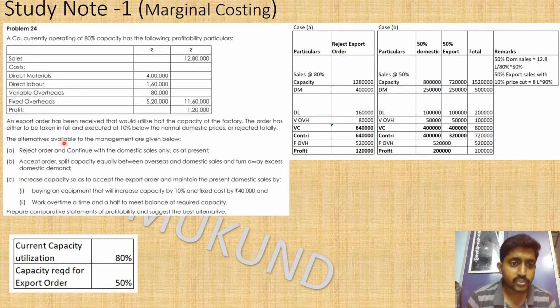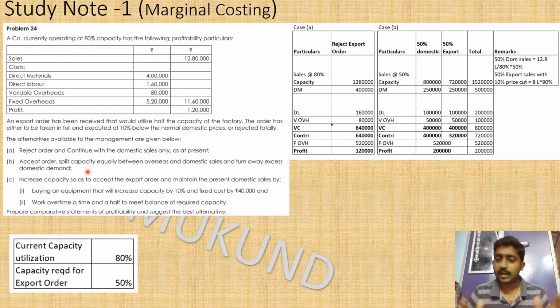So the alternatives available to the management are: reject the order and continue with the domestic sales. That is very easy, which the company is already doing. That is already given in the question table also. The second option is accept the order, split the capacity equally between overseas and domestic. That will automatically happen. They need not say that. And turn away the excess domestic demand.